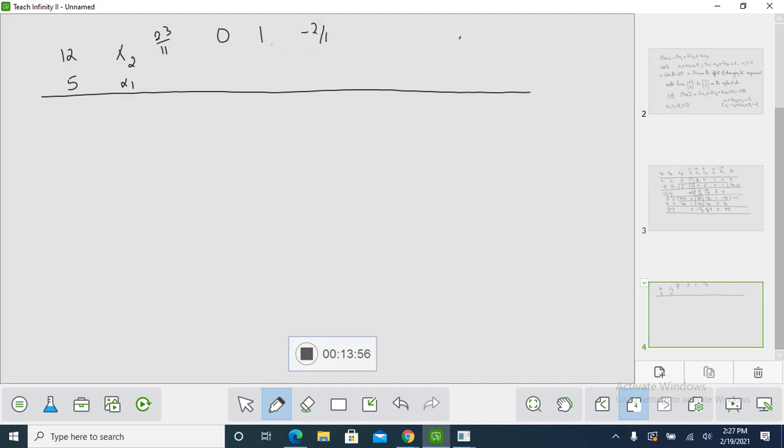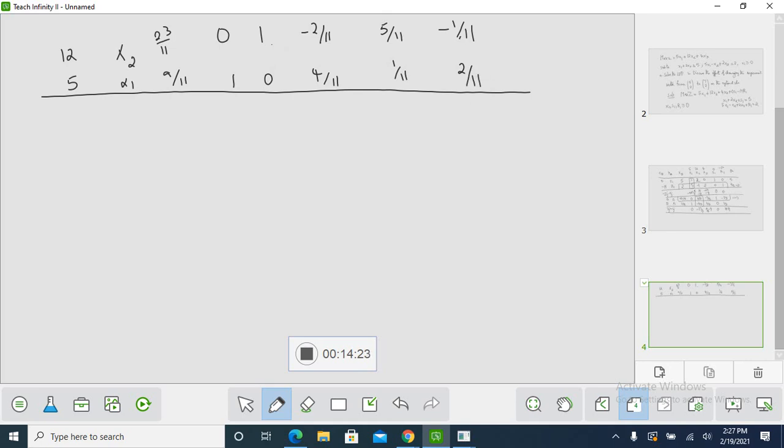I will have minus 2 by 11. Then I will have 5 by 11. And then I think I will have minus 1 divided by 11. Here I'm going to have 9 by 11. I'm going to have 1, 0. I will have 4 by 11. Then I will have 1 by 11 and 2 by.